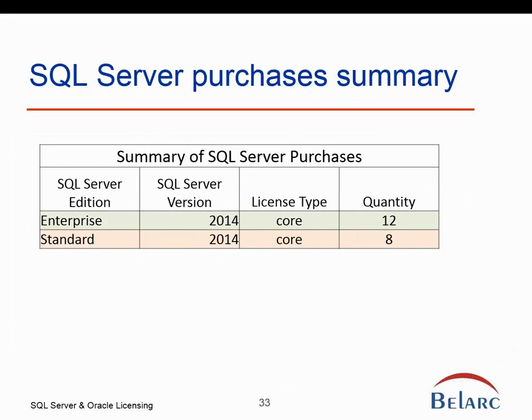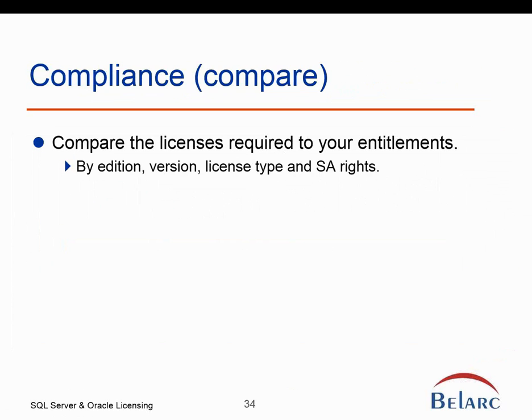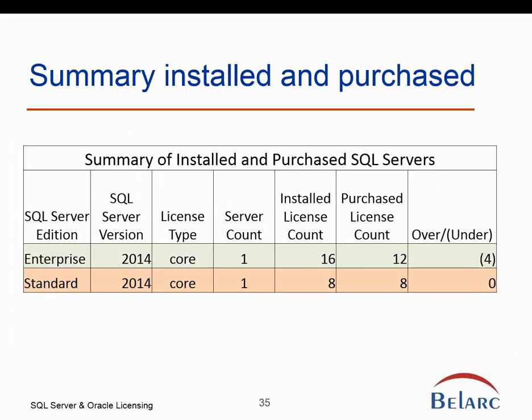So we did the same kind of thing as with the discovery. What we want is 1 row for every edition, version, and license type, and the quantity. So that's the end of the purchasing set of charts. And at that point, you just compare the 2. So each of the charts ended up with 1 row for the Enterprise 2014 core and 1 row for the Standard 2014 core. So we're just adding the columns from both charts together. So you see we have the installed license count and the purchase license count. They're right next to each other. And so we can see what our position is, whether we're under or over licensed for what we need.